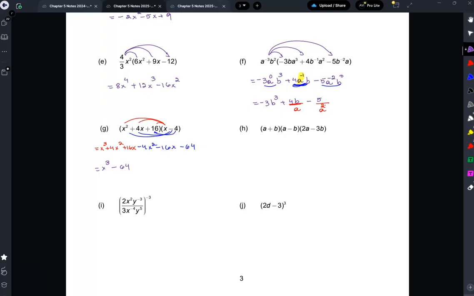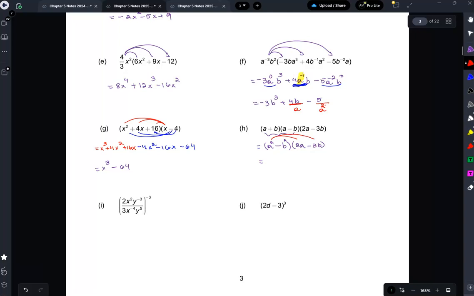Okay, here we go. This one, I have 3 binomials. Divide and conquer. First, let's do this one. A plus b, a minus b, this is a pattern, right? So we square the first one, we square the second one, we put a minus in the middle. If you want to do the long foiling, that's fine, you still get the same answer. Times 2a minus 3b. And now let's distribute.